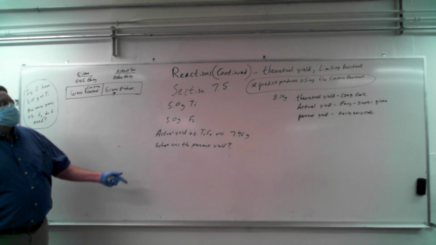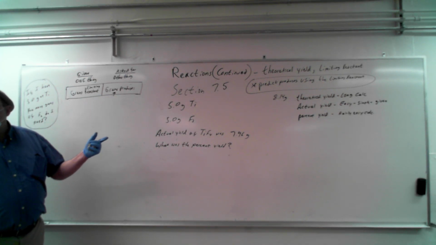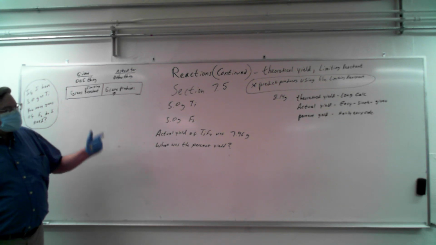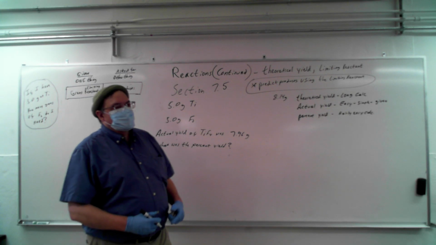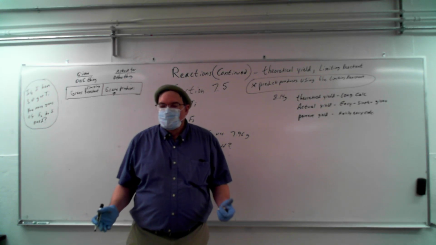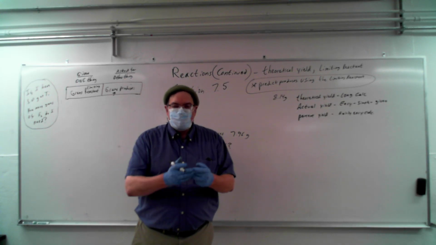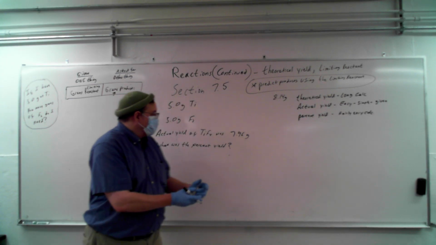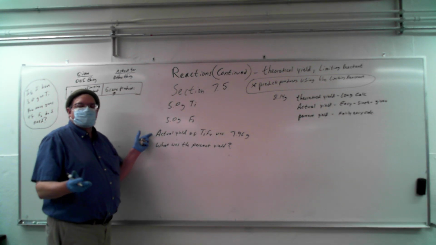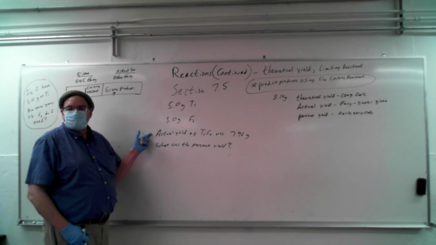So I spent most of this time talking about the theoretical yield because that's the long walk. The rest of this is pretty straightforward. Actual yield, if we actually did a lab in here, and at the end of the lab you weighed your product and you looked at the scale and you went, that's how much it got. That's what the actual yield is. It's literally what you see on the scale at the end of the experiment.